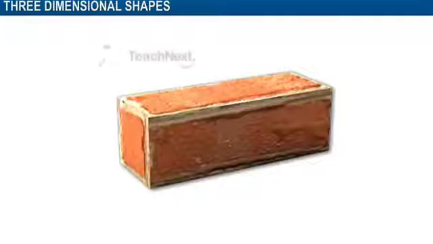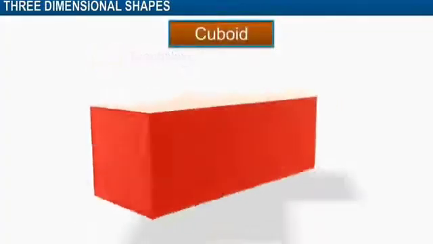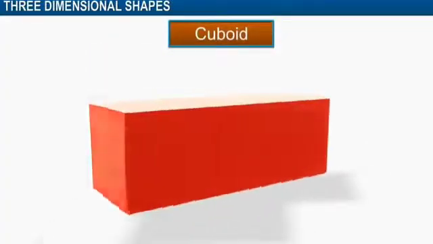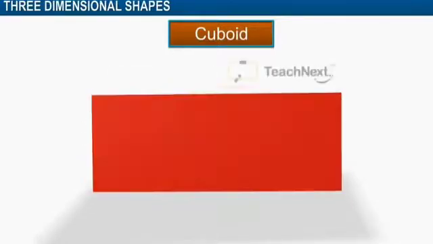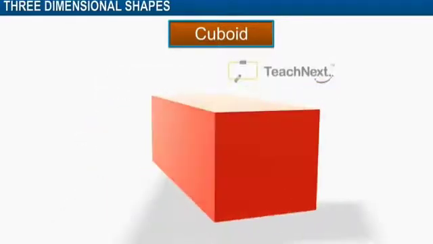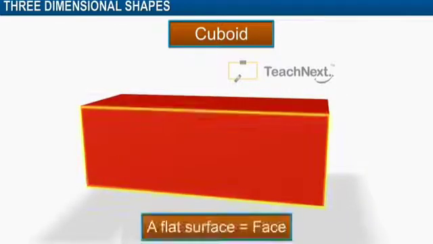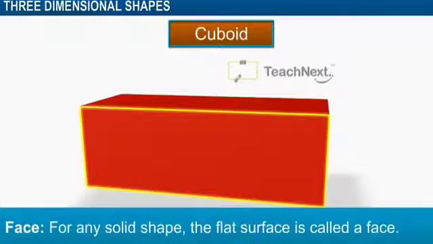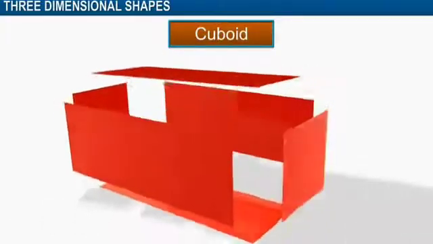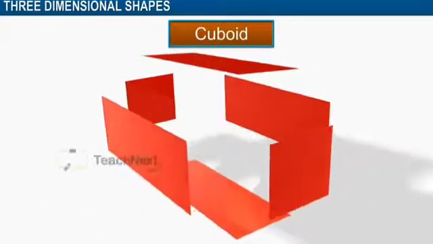Let's consider a brick. It forms a three-dimensional shape called a cuboid. A cuboid is formed with 6 rectangles. These rectangles form the surface of the cuboid. They are called the flat faces, or simply faces. A cuboid has 6 faces.